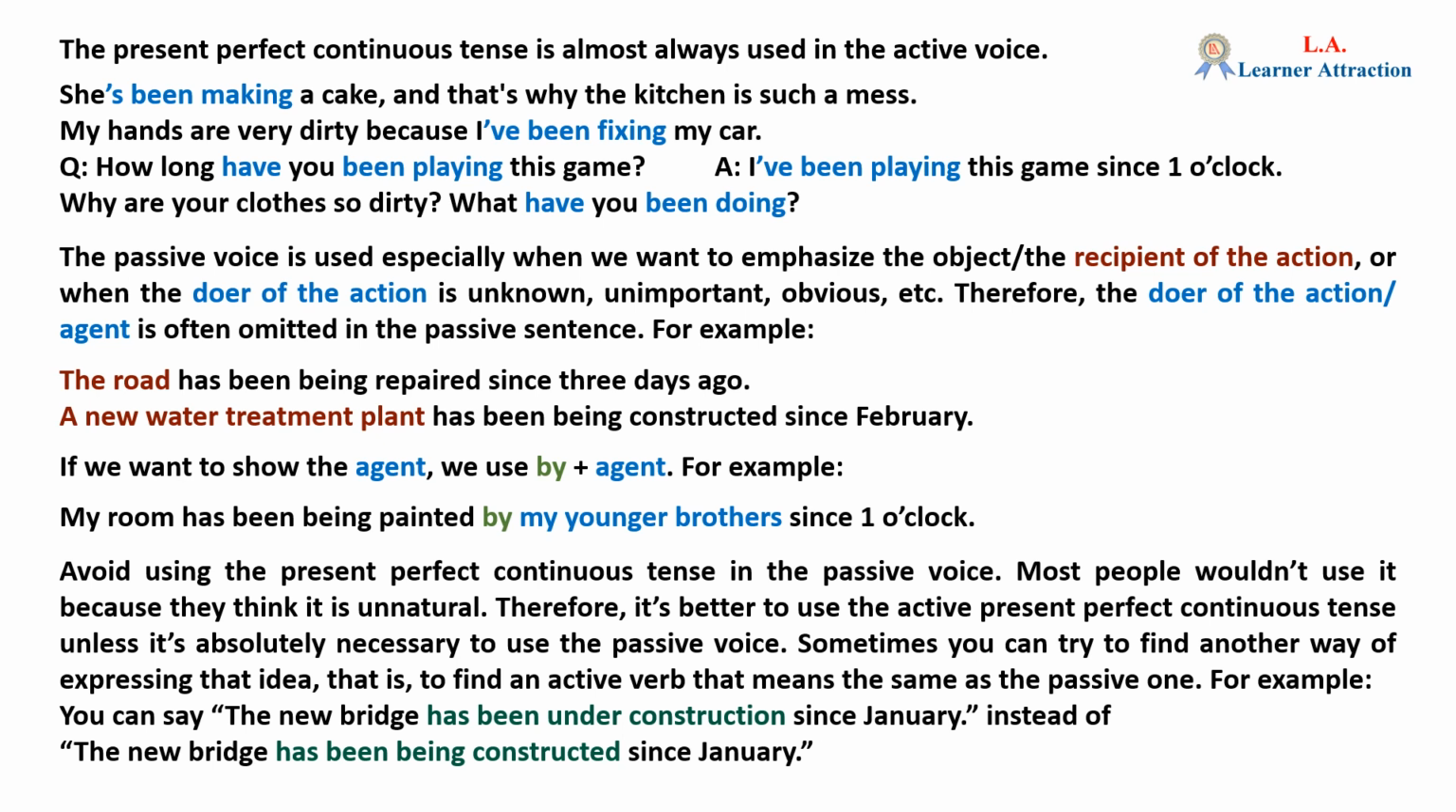The present perfect continuous tense is almost always used in the active voice. She's been making a cake, and that's why the kitchen is such a mess. My hands are very dirty because I've been fixing my car. How long have you been playing this game? I've been playing this game since 1 o'clock.